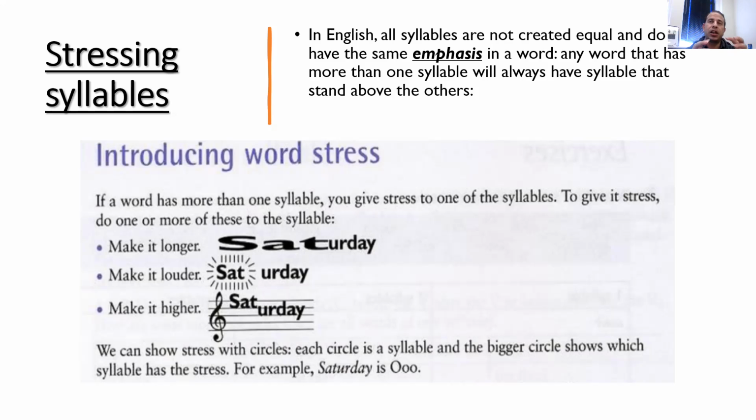It means it is longer than the others, it is higher than the others, and it is louder than the others. Let's have this word, Saturday. How many syllables do we have? We have 3 syllables, right? 3 vowel sounds. So where is the stressed one? Where is the highest? Where is the longest? Where is the loudest one? So Saturday, what do you think? This is the first one. So Saturday, longer, louder, and higher. So whenever we have this, it means this is the stressed syllable. Okay?